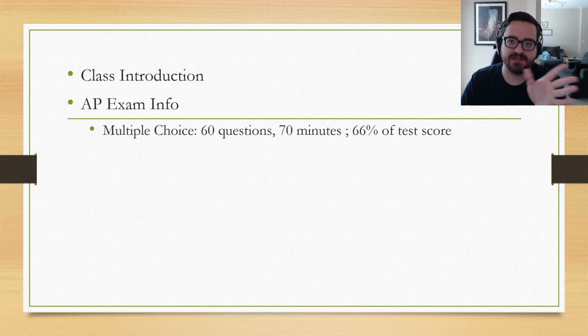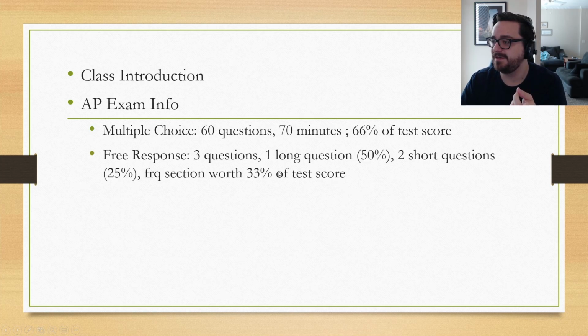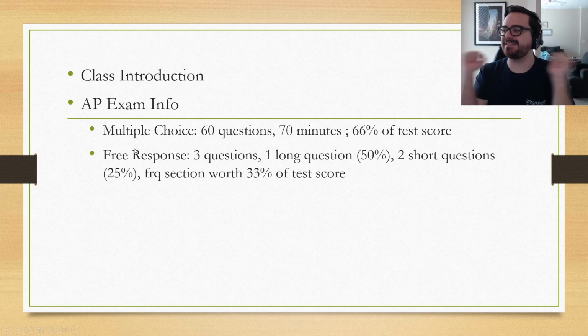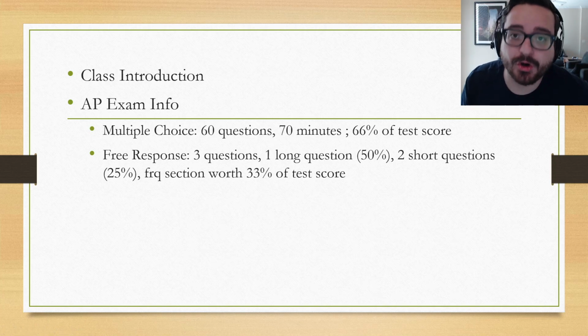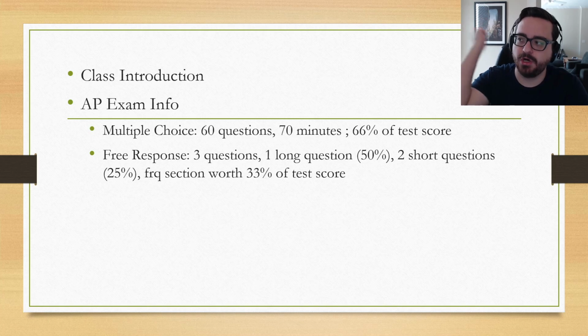Multiple choice questions, yeah, there are those. There's 60 questions, you've got 70 minutes, it's 2/3 of your test score. Hey! That means the written portion is only going to be 1/3 of it. And here's the best part. There's no essay. No essays here. Your writing ability will not be judged in AP Macroeconomics. This is not a writing-based class. So DBQs, no. The argumentative essay thing for government, not in here.